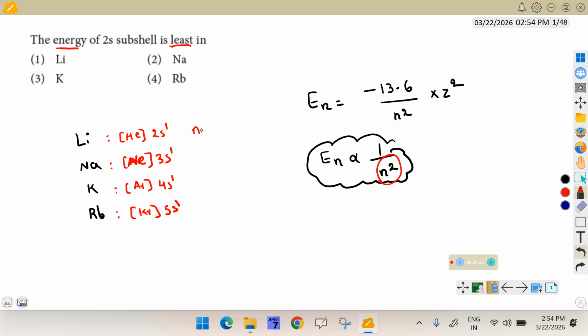Lithium, n value is equal to 2. In case of sodium, n value is 3. In case of potassium, n value is 4. In case of rubidium, n value is 5. So as n value increases, energy decreases. The correct answer is the fourth option.